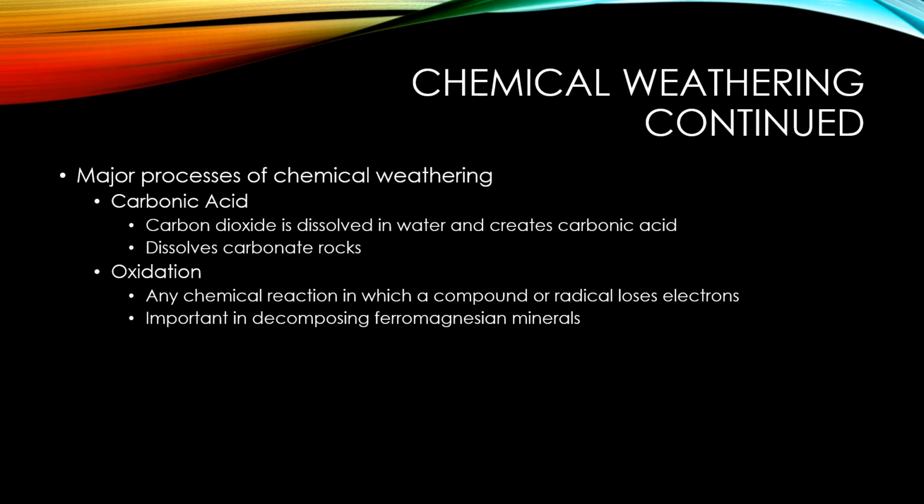Another major process of chemical weathering is oxidation. You might be familiar with oxidation when you think of a car rusting or anything made of iron turning red. That is oxidation. But really, oxidation is any chemical reaction in which a compound or radical loses electrons. So for those of you who have taken chemistry, that's what's happening at a chemical level when oxidation occurs.